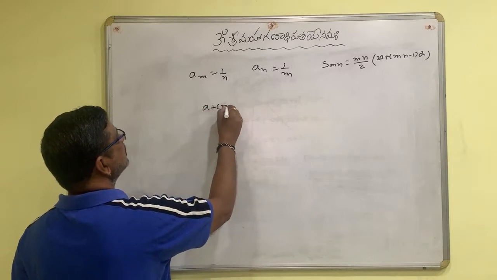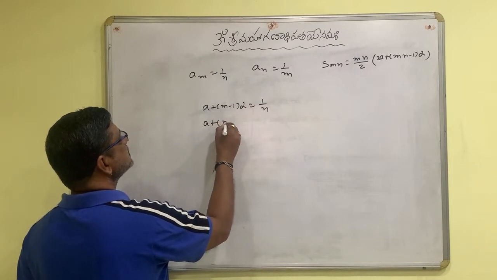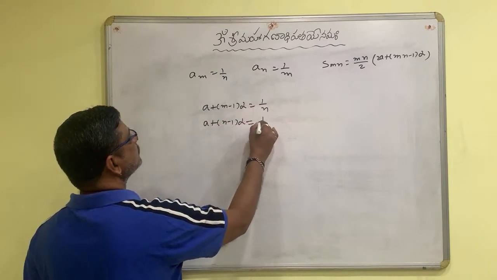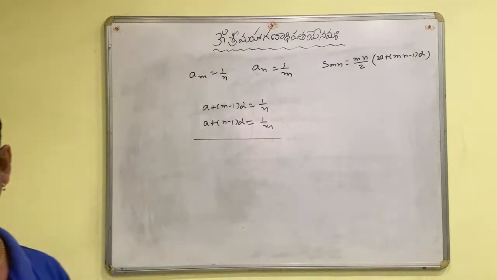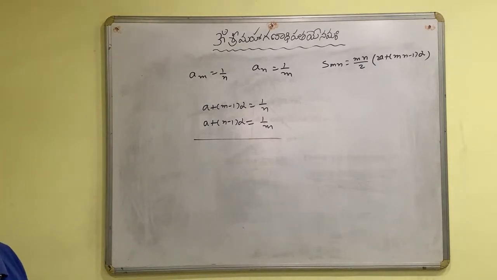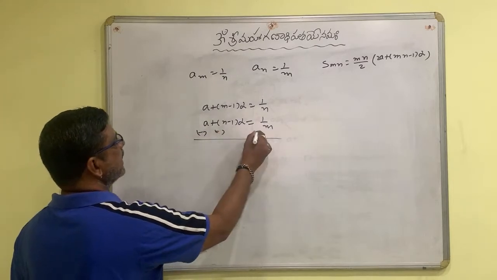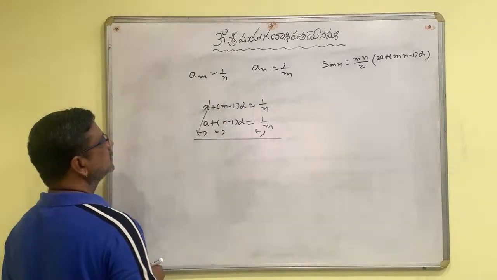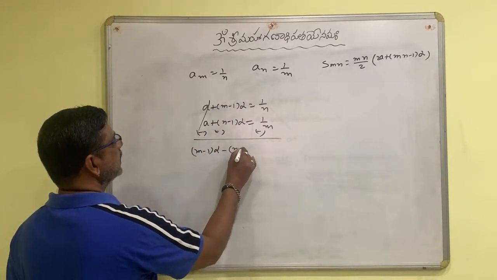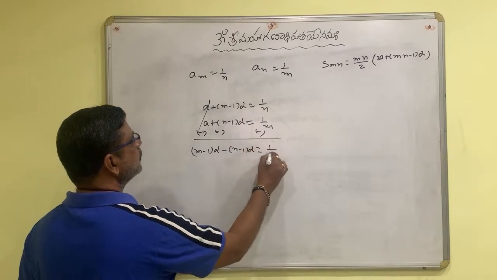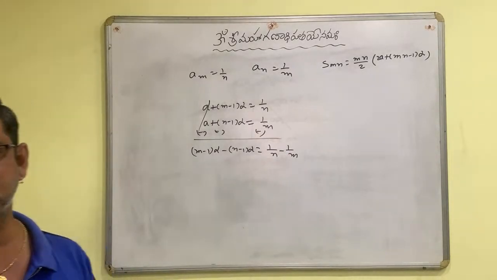A plus m minus 1 into d is 1 by n. A plus n minus 1 into d is 1 by m. So from this we need to find out a value and d value. Okay now. So what I will do is I will eliminate a over here. A gets cancelled. So here m minus 1 into d minus n minus 1 into d is equal to 1 by n minus 1 by m.